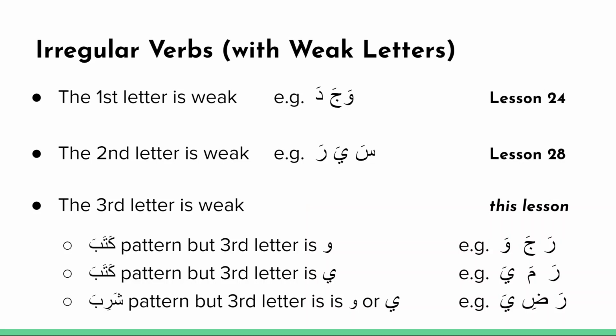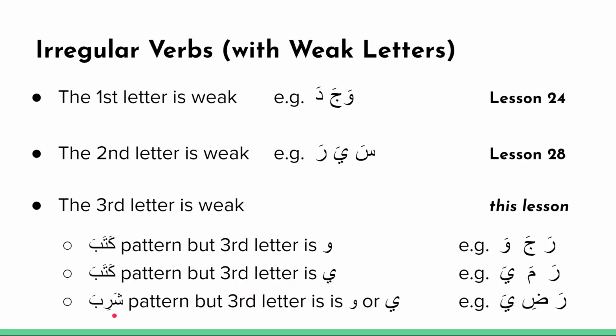There are 3 kinds of this irregular verb. The first kind is verbs that follow the kataba pattern, meaning that all of the root letters have a fatha: kataba, daraba, fataha. But the third letter is a waw. An example of that would be the three root letters rajawa, which become the past tense verb raja. You also have the kataba pattern where the third letter is a ya. So for example, ramaya, which becomes rama.